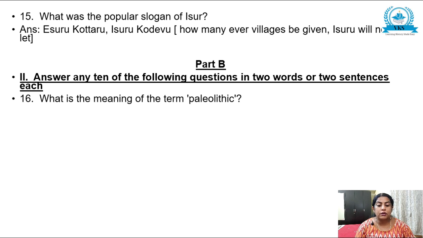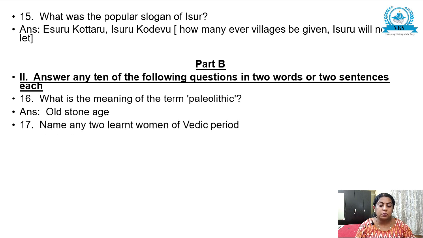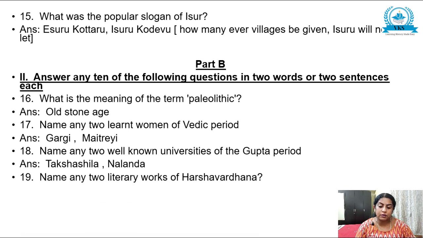What is the meaning of the term Paleolithic? Answer, Old Stone Age. Paleo, old. Lithic, stone. Paleolithic, Old Stone Age. Name any two learned women of the Vedic period. Gargi and Maitreyi. Name any two well-known universities of the Gupta period. Takshashila, Nalanda.